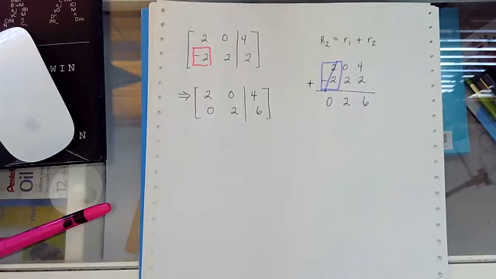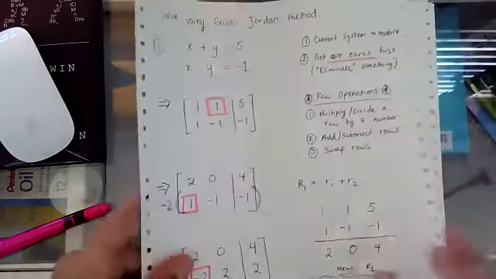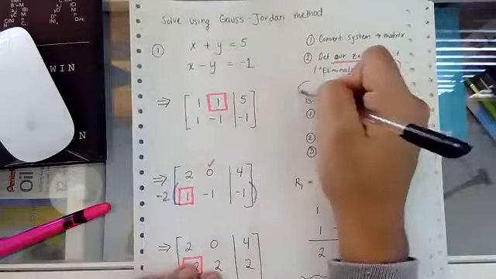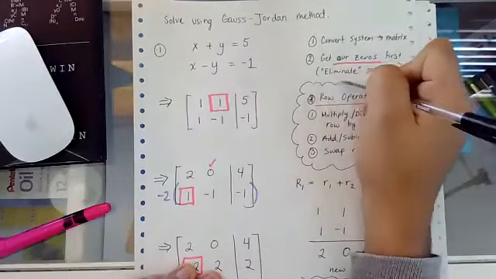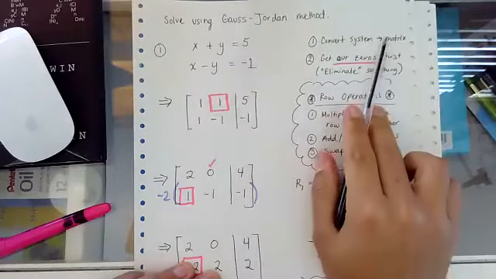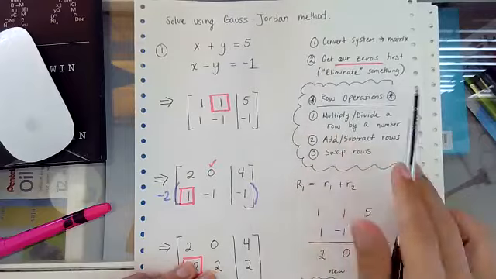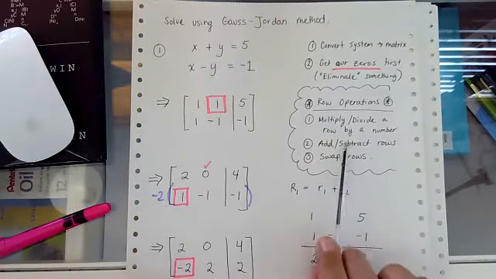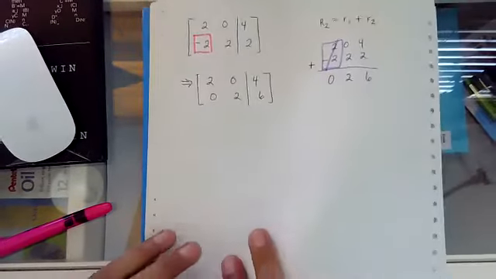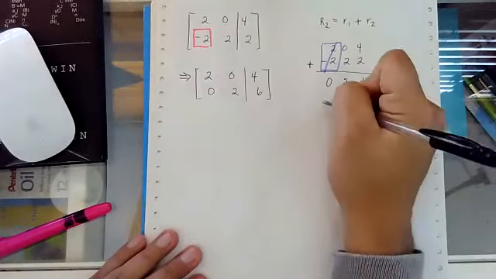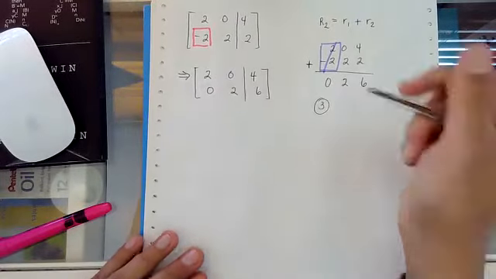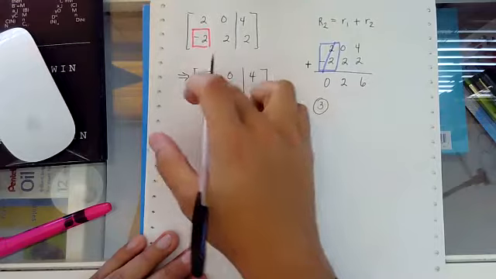Any questions up to this point? Okay, well, I forgot what step I'm on. These are our row operations. So first you want to convert the system to a matrix, and then we want to get our zeros, which we've done using our row operations. So once you've gotten the zeros, we can move on to step 3, which is turn these 2 positions.